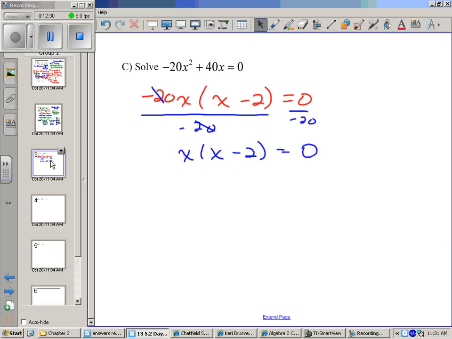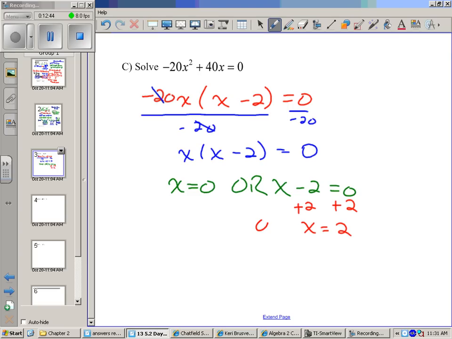Again, I use the zero product property and say x is equal to 0 or x minus 2 is equal to 0. If I go ahead and add 2 to both sides here, x is equal to 2 or, as I already have, x is equal to 0. What does the graph of this look like? Again, I'm finding my intercepts. I'm finding what's called my roots.